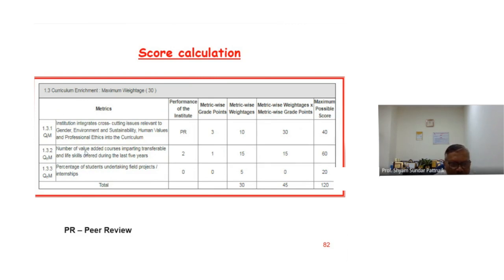Similarly, the number of value added courses imparting transferable or life skills is a quantitative metric. The percentage of students undertaking field projects or internships is 0. Weightage is 5, so ultimately the score is 0. So it is basically about the weightage. I have already given you the weightage matrix in the table. You have seen that. The grade point you are getting, and that multiplication, will give you the final grade point out of the maximum score. So that is the way the score calculation is done.